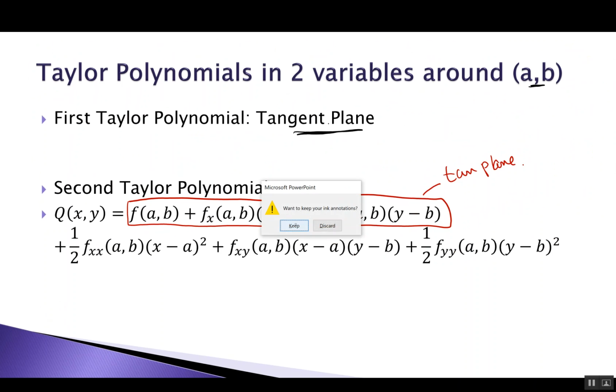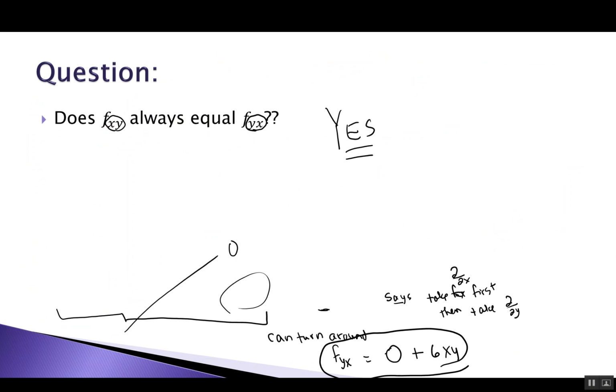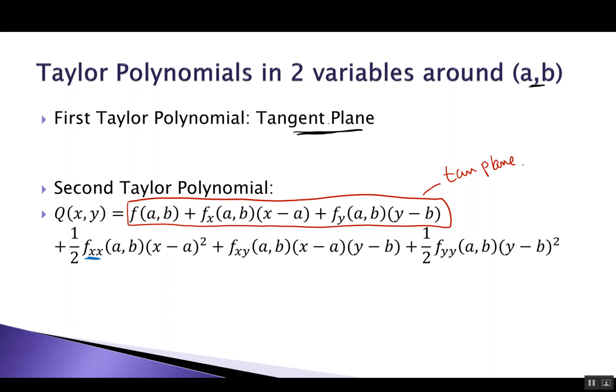So let's take a look and see what this is. Let me keep that notation. So let's see what we have. We have the second partial with respect to x times x minus a squared times a half. We have the second partial with respect to y times y minus b squared. Remember, that's the point, times a half. And we have in the middle the mixed partial times x minus a times y minus b. Okay, that's just a formula. Just know it. Actually, it won't be on the test. Just know it for homework.